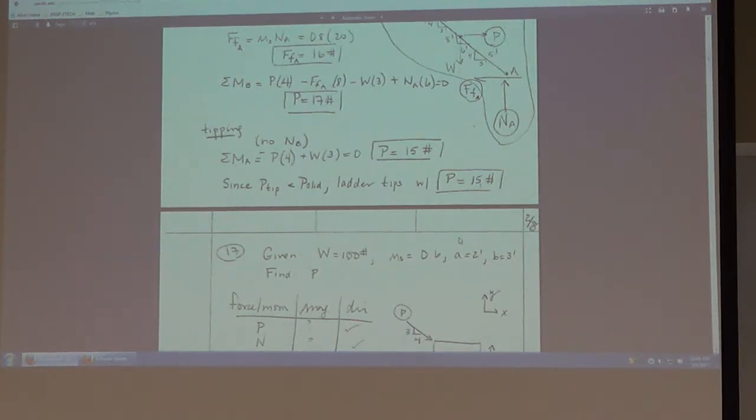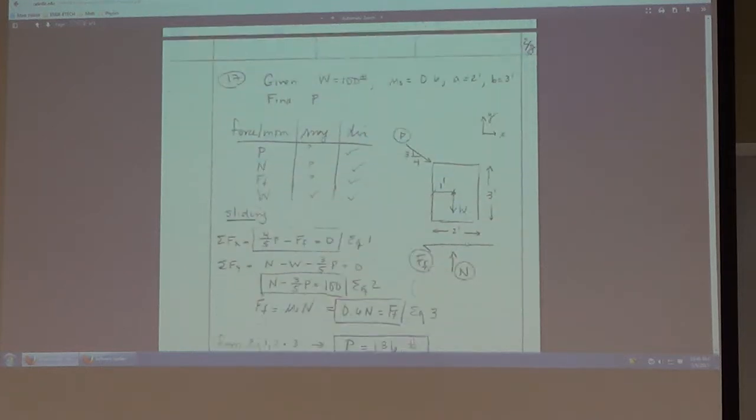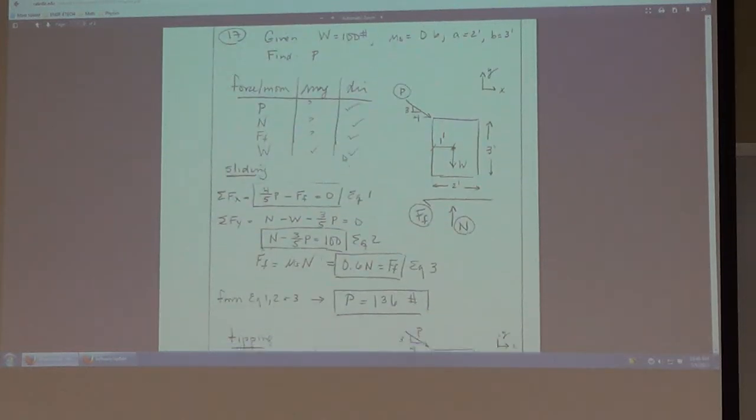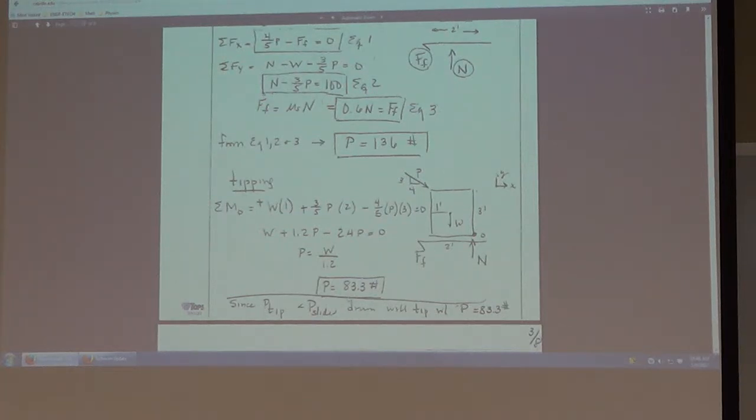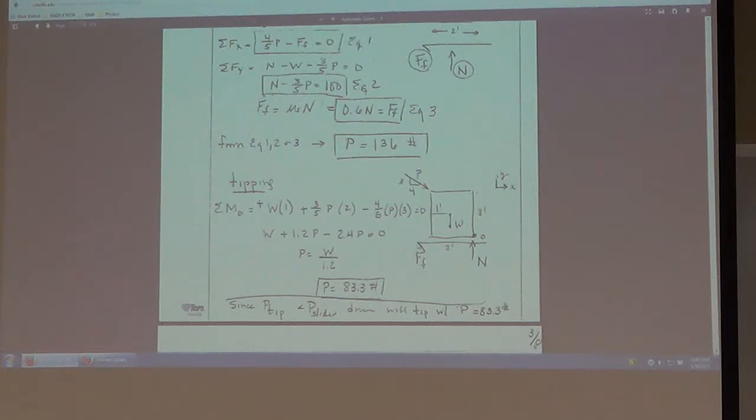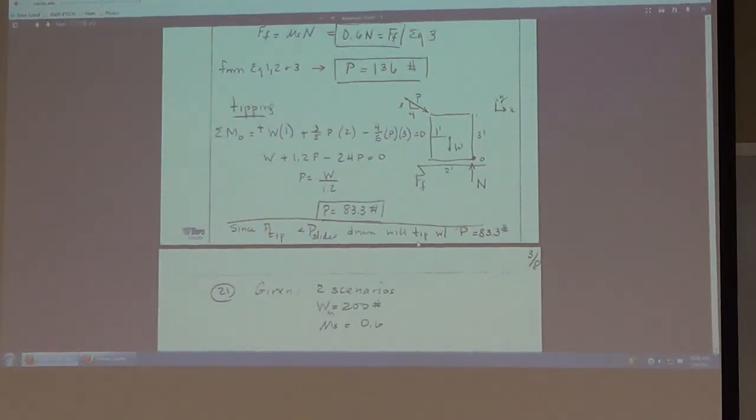17. Drum is a weight of 100 and rests on the floor. Determine the smallest magnitude of force P that will cause impending motion. So this is a tipping or sliding problem. So again, I set it up the same way. I did sliding and I got a P of 136, and then I did tipping and I got 83. It means it's going to tip first. 221.